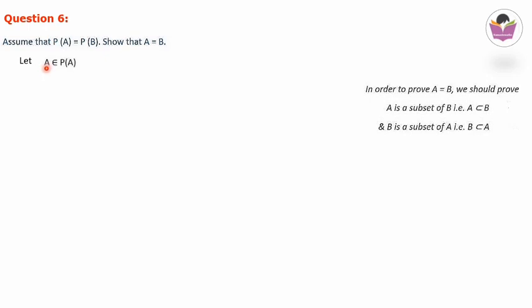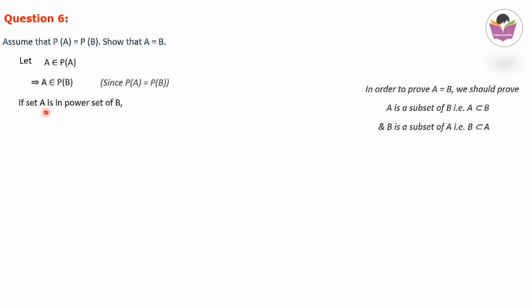So A is an element of P of A. P of A means the set of all subsets of A. So one particular set we are taking, that set is an element of P of A, means A is an element of P of B as well, because P of A and P of B are equal. P of A and P of B are equal means if you take one element from P of A, the same element will be there in P of B also. Reason: P of A and P of B are equal, their power sets are equal.